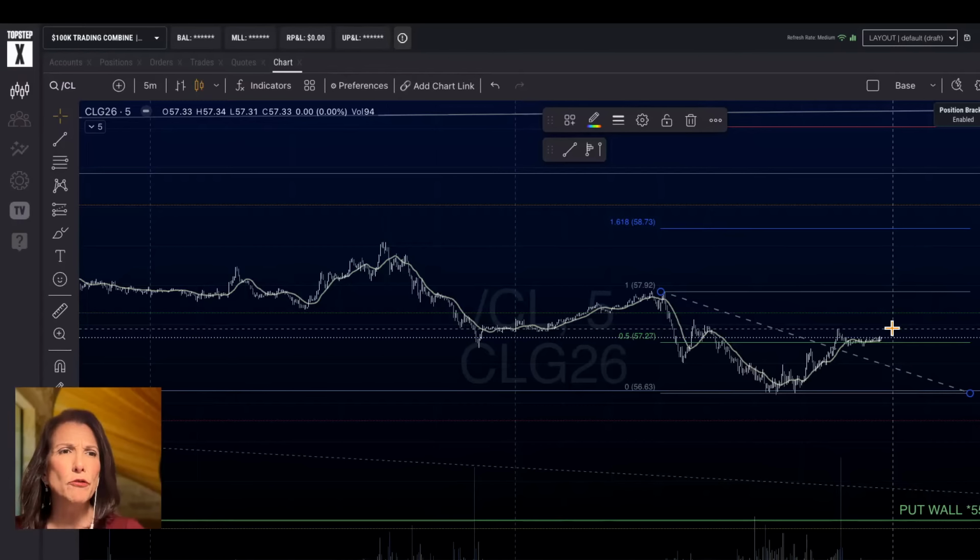And so for folks thinking that oil is going to do something massive at the open, anything can happen. But my thought is, if there's a massive move to the upside, it's going to collapse. If there's a massive move to the downside, it's going to bounce.